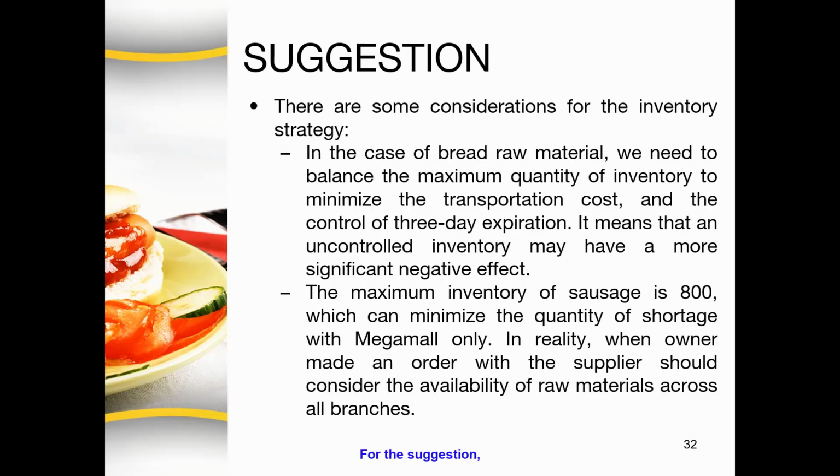For the suggestion, in the case of bread raw material, we need to balance the maximum quantity of inventory to minimize the transportation cost and the control of the 3-day expiration. It means that uncontrolled inventory may have a more significant negative effect. The maximum inventory of sausage is 800, which can minimize the quantity of shortage. When the owner makes an order with the supplier, they should consider the availability of raw materials across all branches.